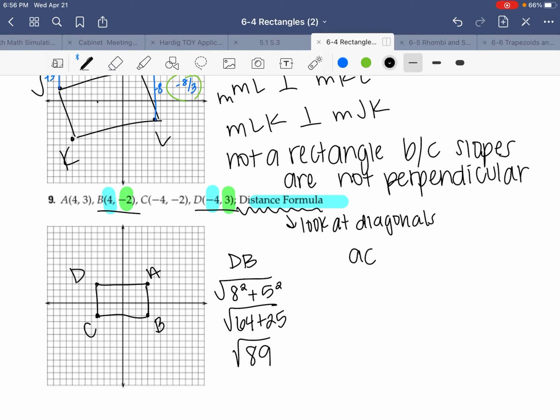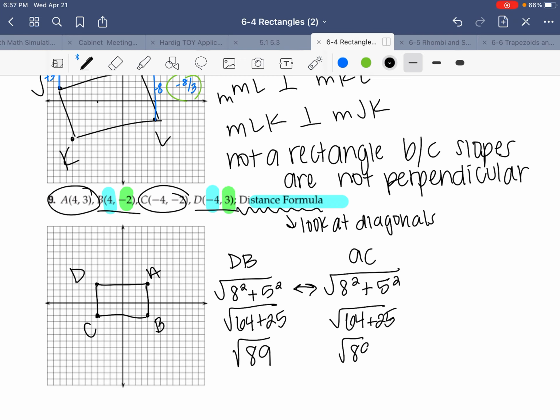So now we just need to look at AC. So looking at point A and point C, the distance between the x coordinates is 8, so 8 squared, and the distance between the y coordinates is 5. So we can already see right here that they are going to be congruent, but when we work it out, we still get 64 plus 25 and the square root of 89. So because these are equal and congruent, we have proven that this is a rectangle.